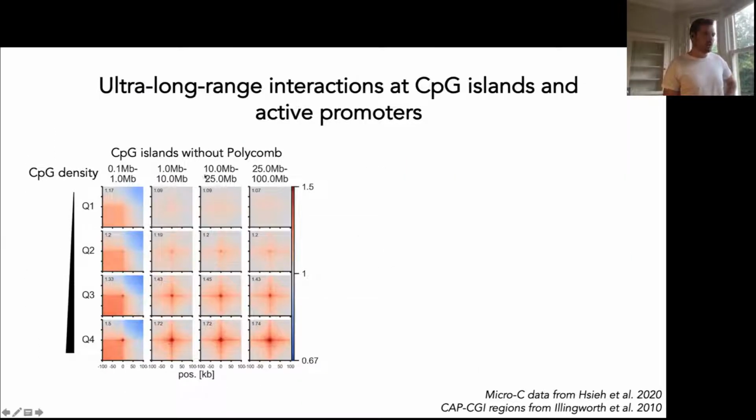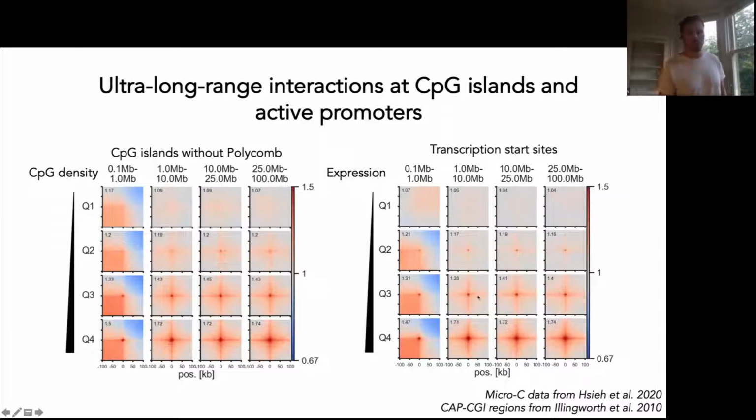So we looked at these CpG islands because we had enrichment for CFP1, which binds to CpG islands. And if you split these CpG islands by their density of CpG, you see a correlation between the CpG density and the ultra long range interactions and interactions in general. And similarly, at transcription start sites, you see a correlation between expression and ultra long range interactions, and these non-expressed genes, they do not tend to interact.